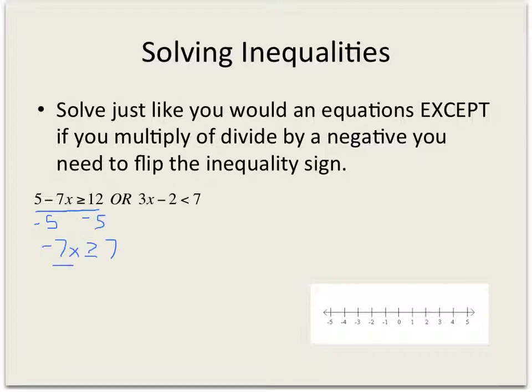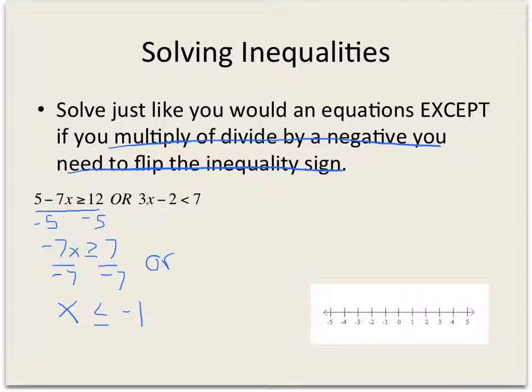And then dividing by -7. Now remember the rule I just said, if you multiply or divide by a negative, you need to flip the inequality sign. So I'm going to have x is less than or equal to -1.